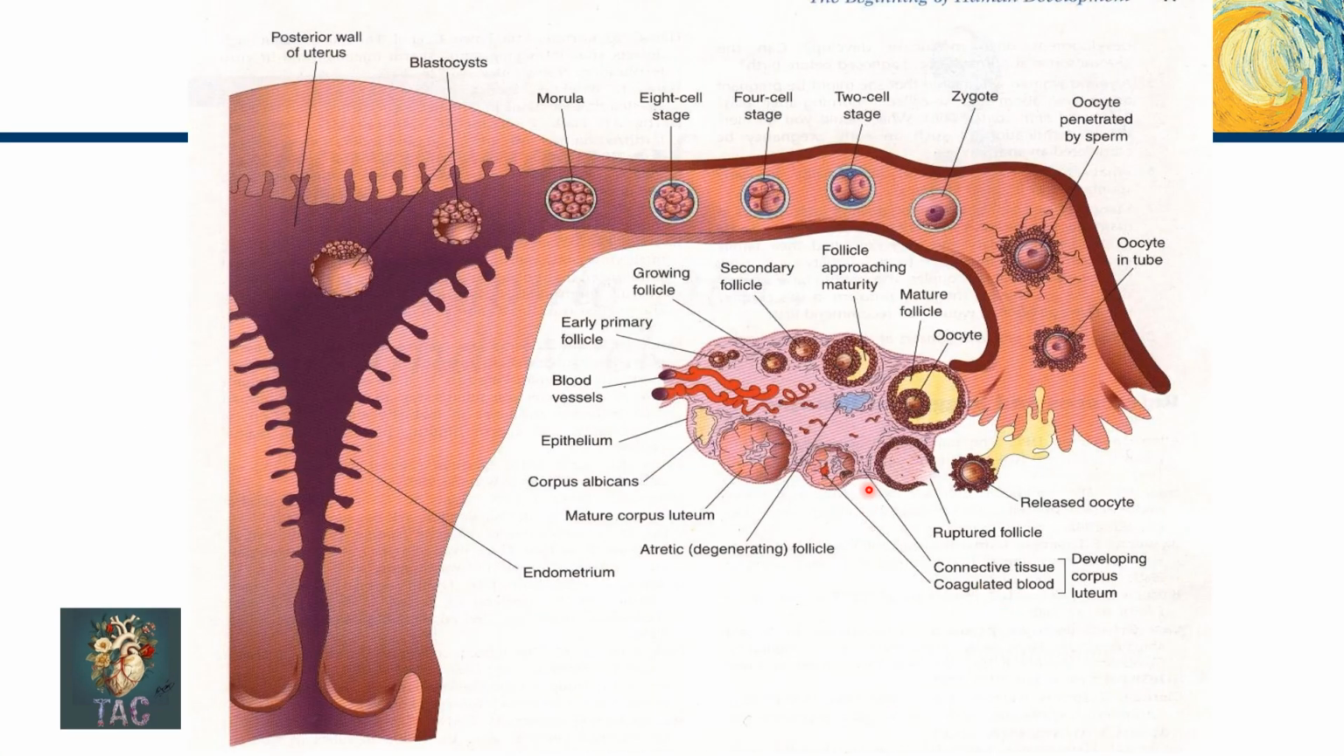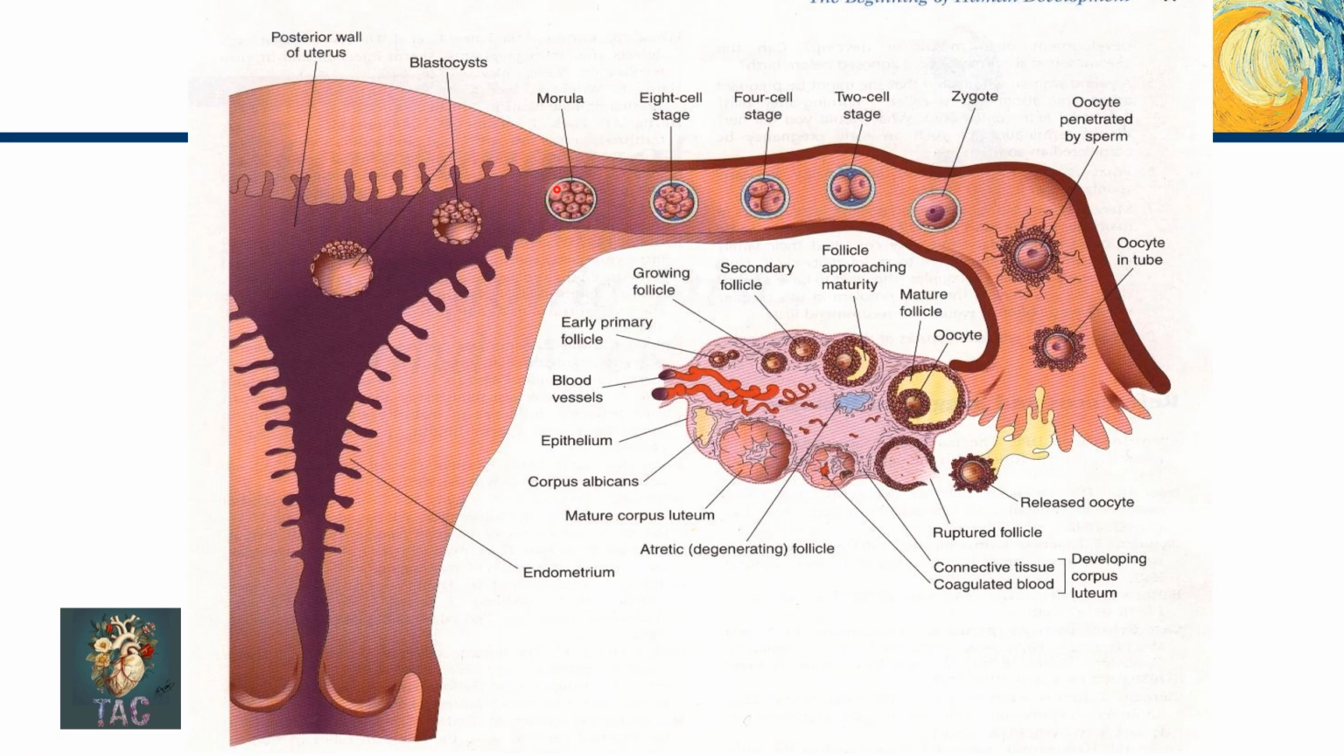So in this diagram you can see the time of ovulation. There is the release of the oocyte. Here the fertilization has taken place and the zygote is formed. Here you can see the 2-cell stage, the 4-cell stage, the 8-cell stage, and then the morula. This morula resembles a raspberry, that's why it is given the name.